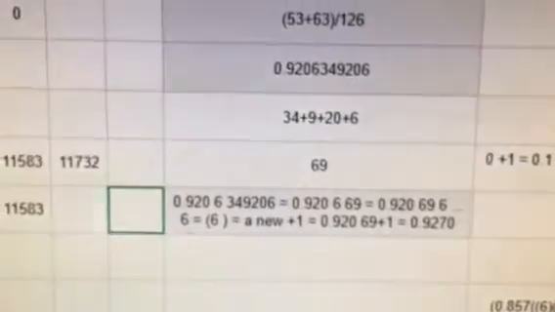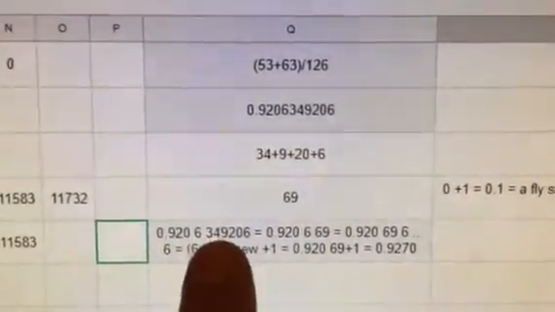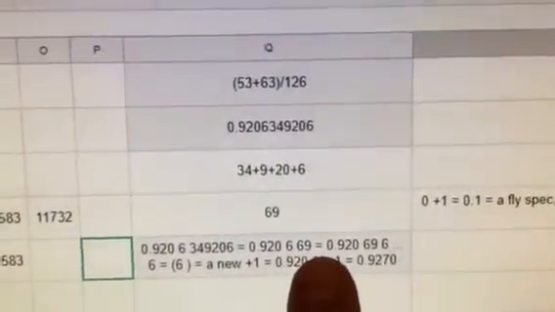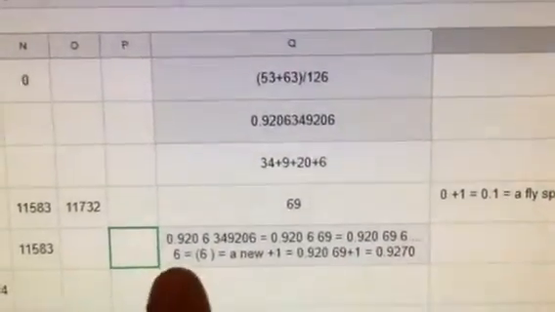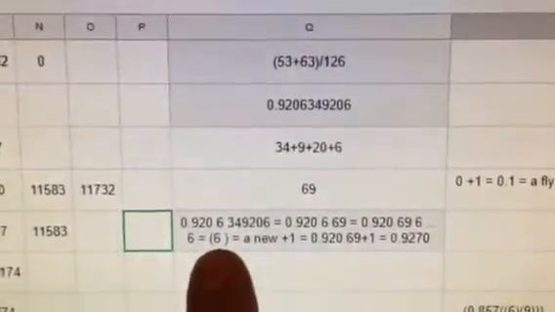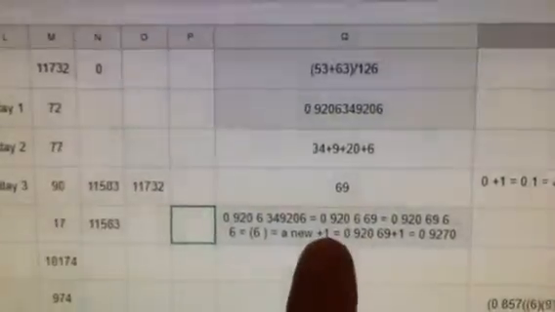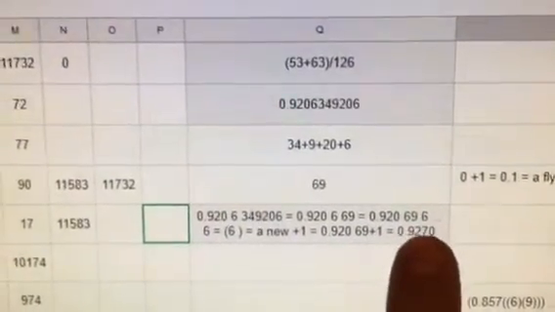Okay, so that's basically like saying 9206, which is 920669, which I believe will be 920696. And because 6 is a 7, or it's a new plus 1, it's a new cell. It's a new cell, which is a new 1. You have to become the 1. 69 plus 1 is 70.